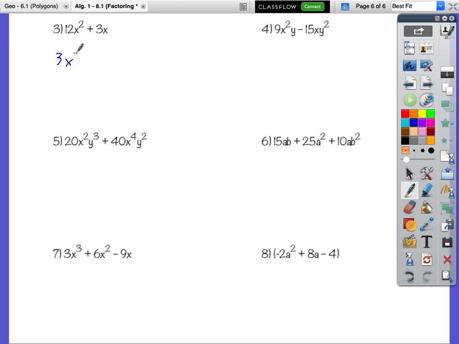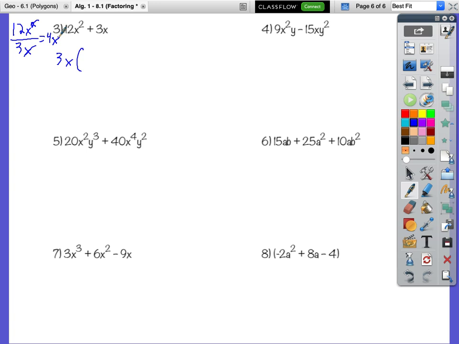So to figure out the first term in the parentheses, we'll take 12x squared and divide it by what? 3x. So what's 12 divided by 3? 4. What's x squared divided by x? Just x, not squared. You can subtract: 2 minus 1 is 1.